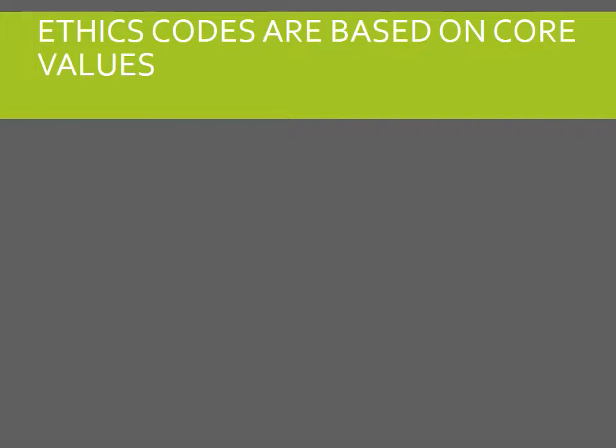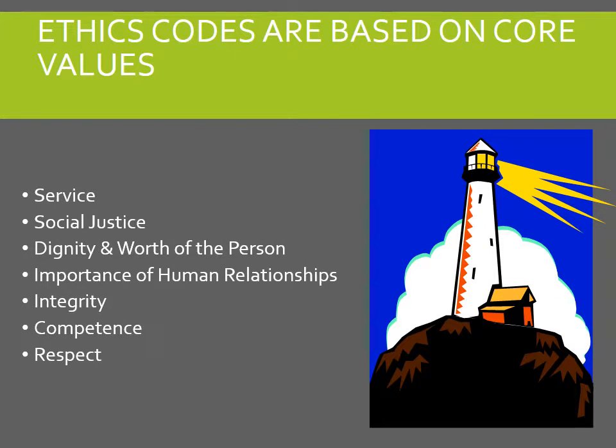So let's start with core values. So ethics codes, as I said, are based on the core values of the profession. And if we look, for example, at the profession of social work, these are the core values of the profession, the guiding light of our profession, you might say. Service to others with a social justice slant to it. So we're looking at equality and equity for all people. Social work also espouses the dignity and worth of people and the importance of human relationships. And part of our work as helping professionals is to develop strong human relationships so that we can be of help to our clients. The other core values of this profession of social work are integrity, competence, and respect. And these core values come from the National Association of Social Workers Code of Ethics.